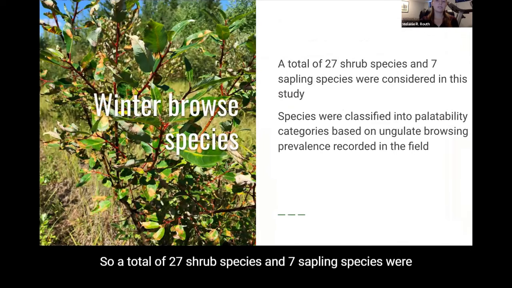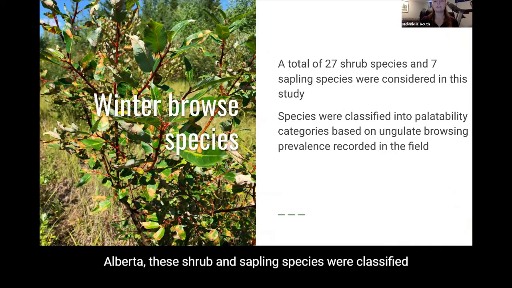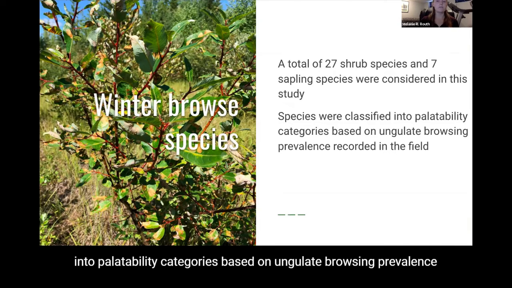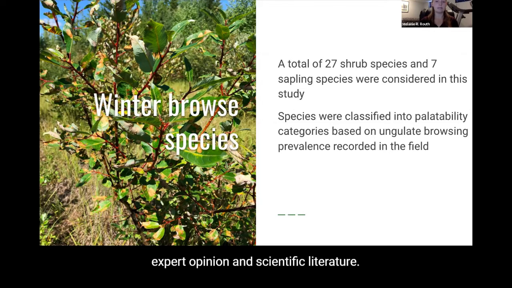So a total of 27 shrub species and 7 sapling species were considered in this study. But due to the lack of scientific knowledge that we have of ungulate winter browse diet in northeastern Alberta, these shrub and sapling species were classified into palatability categories based on ungulate browsing prevalence recorded in the field. And that was later standardized with expert opinion and scientific literature.